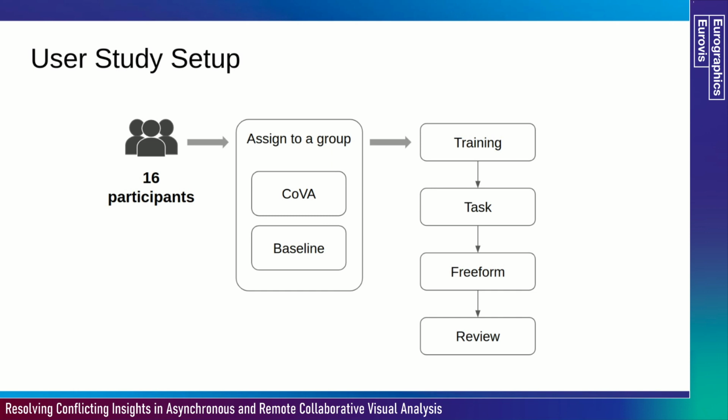The user study has 4 stages. The training stage provides a tutorial for using the systems. The test stage requires the participant to perform specific tasks to explore a dataset. In the free-form stage, participants are asked to continue to explore the same dataset and commit more findings. At last, the review stage asks questions for rating the system.